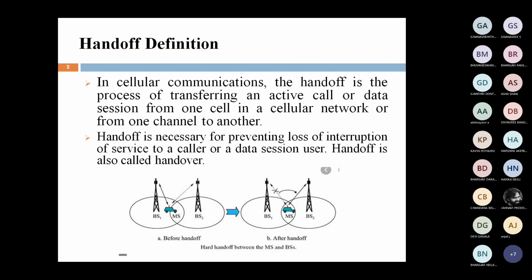Once channels are allocated to a particular base station in a fixed manner, when the mobile moves from one base station to another, the frequency and channel change, and then the call is terminated. This is the main drawback. How do we overcome this? For this, the technique is handoff.